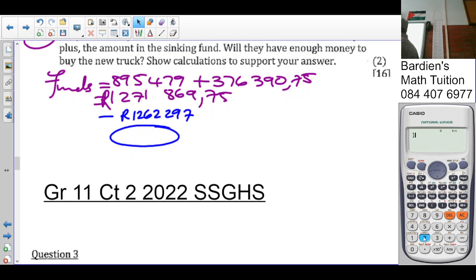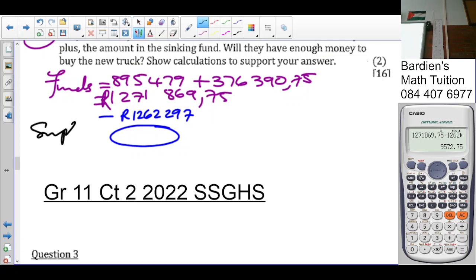That is 1,271,869.97 minus 1,262,297. That means to say they will have a shortfall or surplus? They will have a surplus of 9,572 rand and 75 cents. So will they have enough money? Yes, therefore, yes, they will have enough money to purchase the truck.